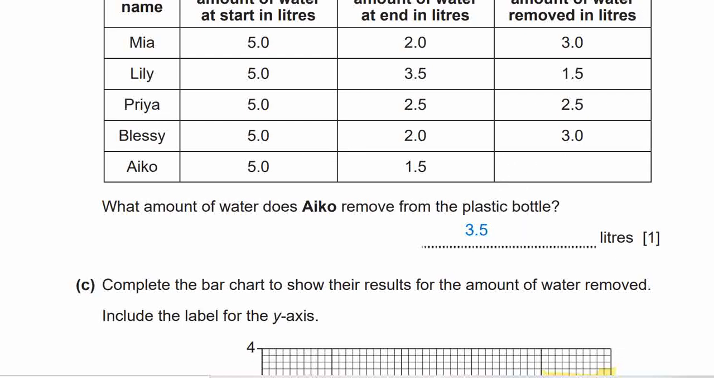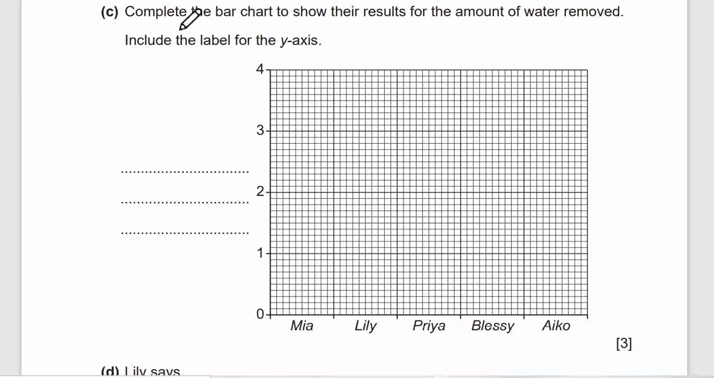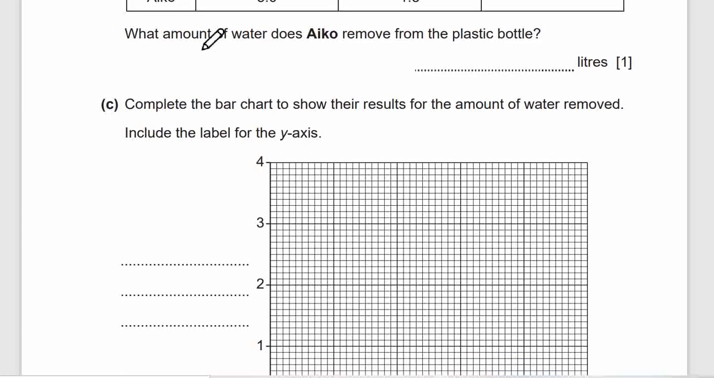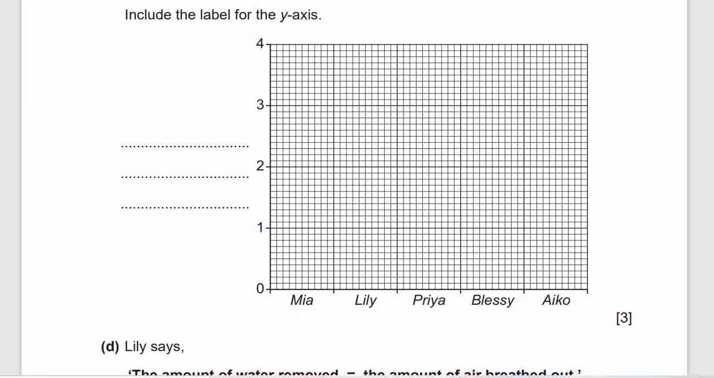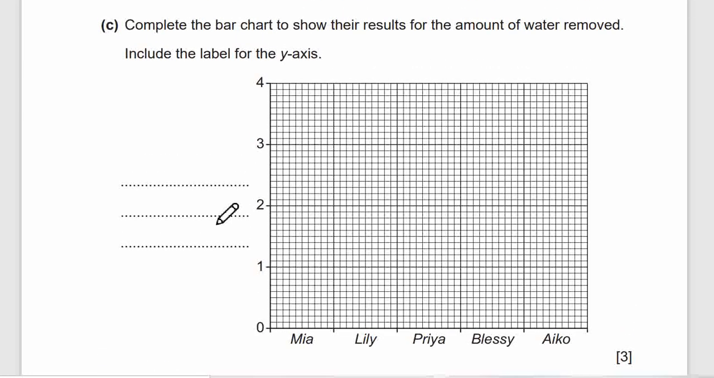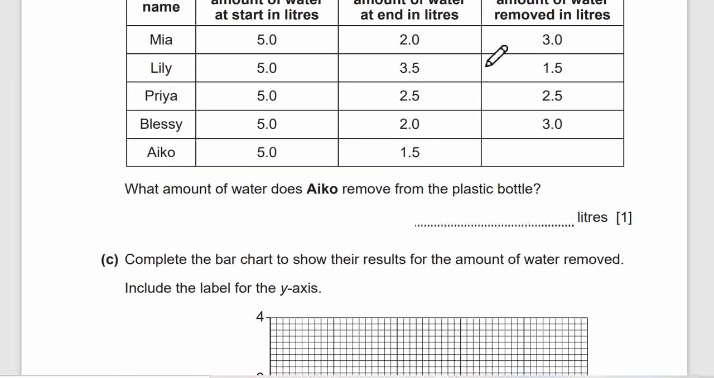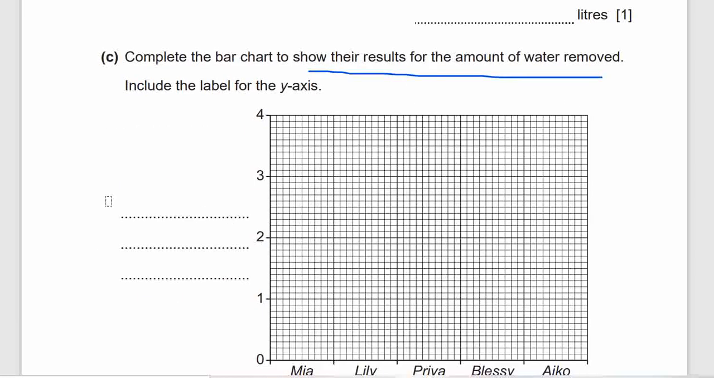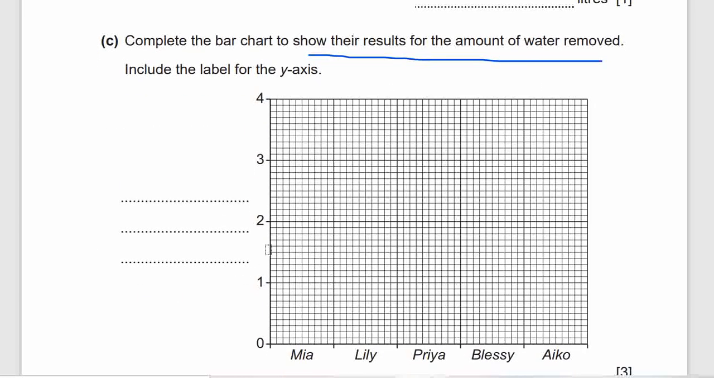Next, let's move to question C. Question C asks to complete the bar chart to show the results for the amount of water removed. Include the label for the y-axis. So what should we do? You can see on the x-axis are the names of the 5 people, and the table shows the amount of water removed. So we have to write down here the amount of water removed in liters, and next plot the table.